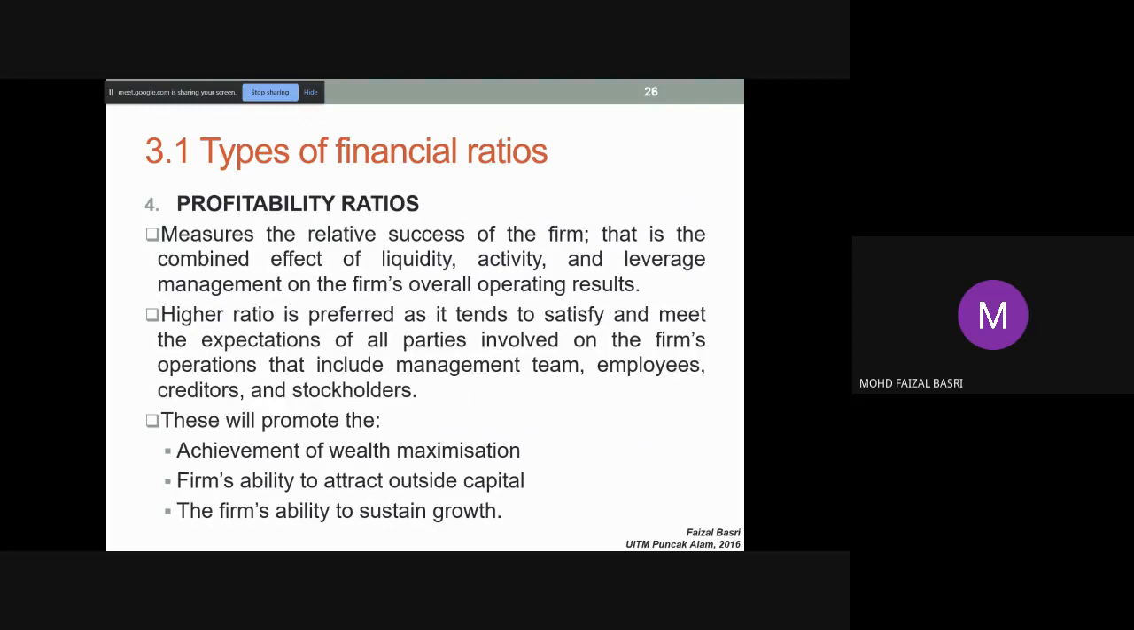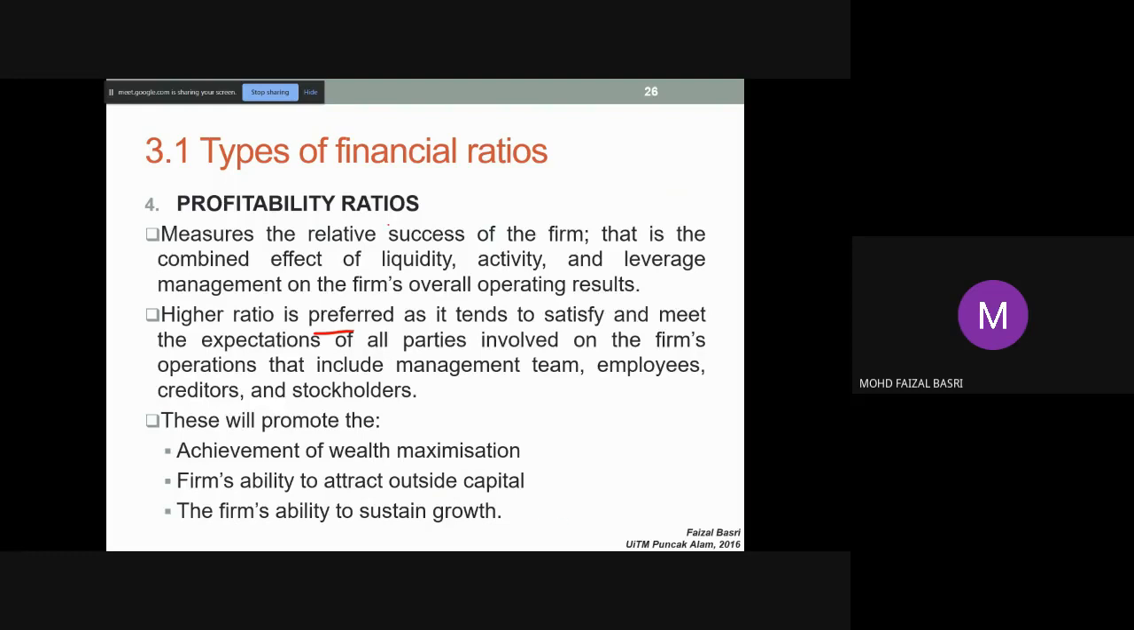Most of the ratios under profitability, a high ratio is preferred, though there may be certain ratios where the lower, the better. And this will promote the achievement of wealth maximization, and help attract outside capital, especially when we want to raise funds, when we want to sell bonds or issue new shares. This will attract external investors because we have good profitability ratios.